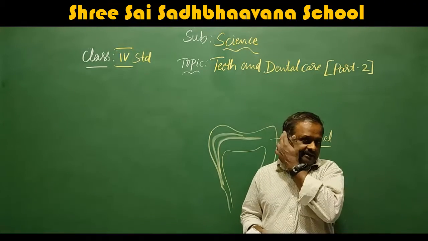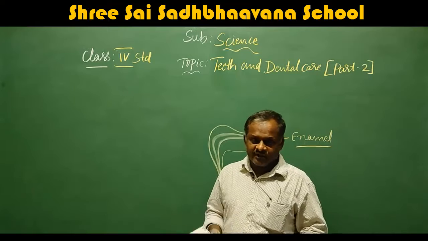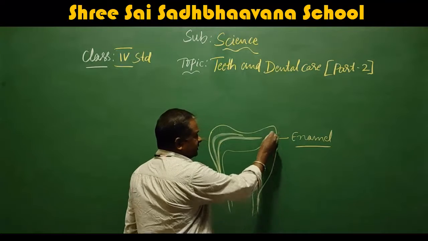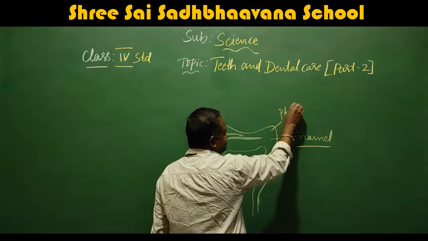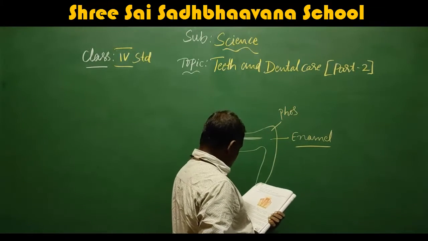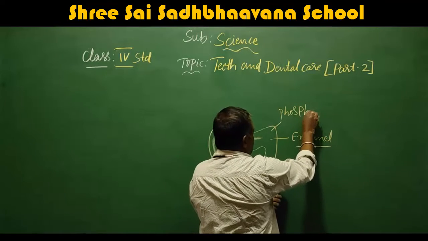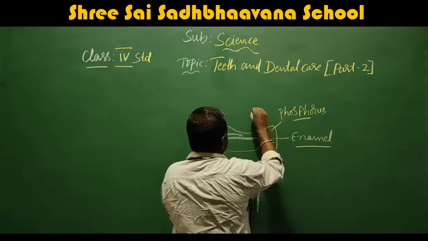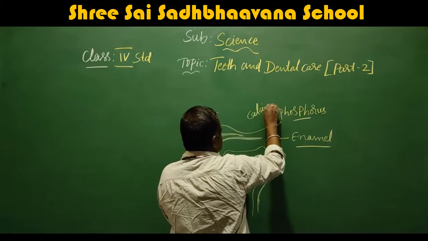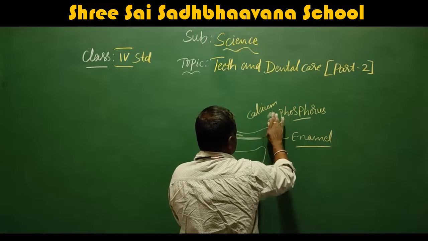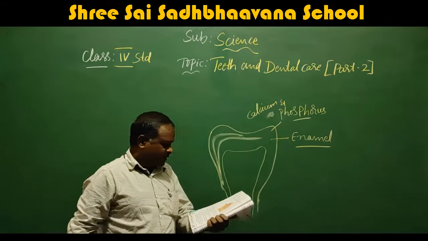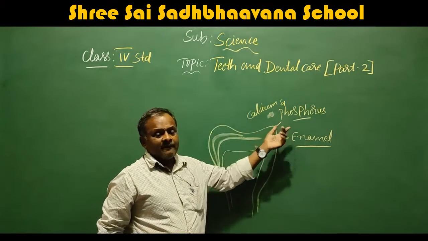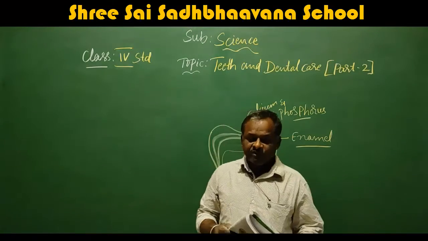Decay means destroying. What is the meaning of decay? Destroying. Enamel is made up of phosphorus and calcium. By which material is it made? Phosphorus, and calcium. This enamel is made up of calcium and phosphorus. So this is about the enamel.